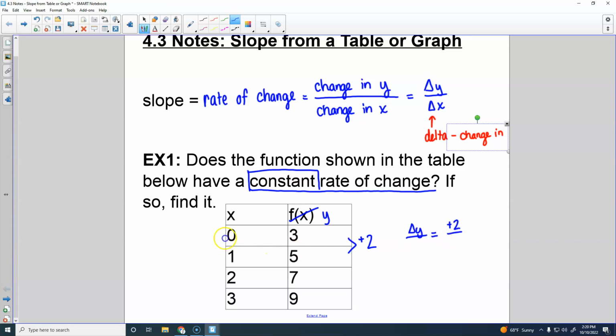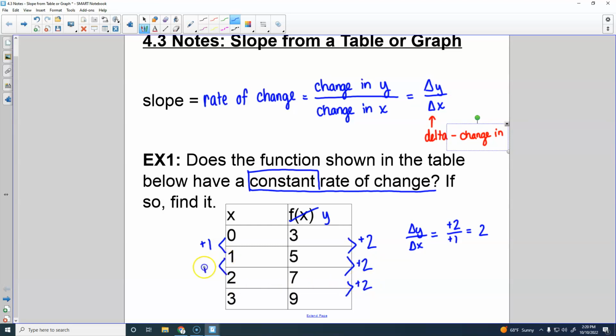And then I also need to look at my change in x from 0 to 1. What's that? Plus 1. So positive 2 over positive 1 just gives me 2. To check to see if this is a constant rate of change, I need to check the other increments as well. So from 5 to 7, what's that? Plus 2. From 7 to 9, plus 2.